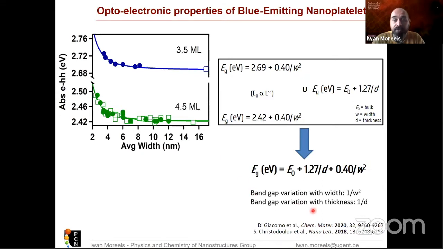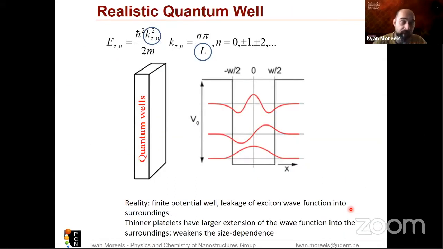But again, I want to emphasize that although the width goes with 1 over w squared, the thickness goes with 1 over d only. So how can we understand this behavior, based on what I said earlier, that if you want to model a quantum well, the energy level of the band gap goes with 1 over the width of the quantum well squared? Well, one first important approximation that we made was that when we solved the first example of the quantum well in the beginning of the lecture, we actually assumed that the potential outside the quantum well is infinite.